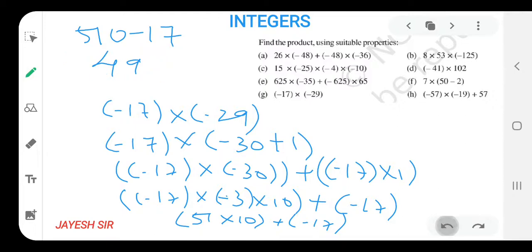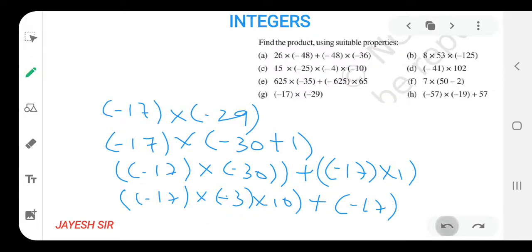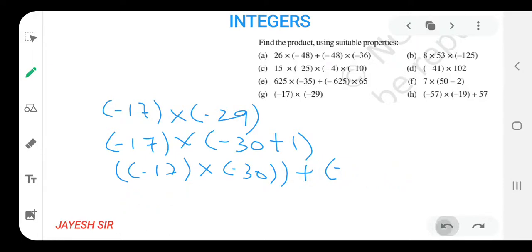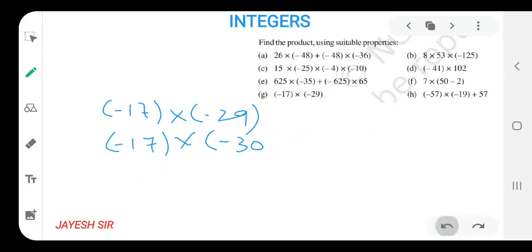So let's begin with the last sum for the day. Minus 57 into minus 19 plus 57. Here you have to pause the video and try to solve by your own, as you can see something in this sum, and which property is used in this sum. You have to tell me, friends.